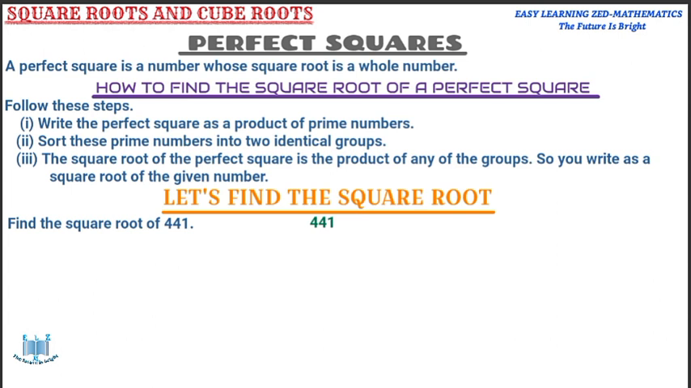Instead, we're going to try 2. 2 is a prime number; it has only 2 factors. Can 2 go into 441? No, it will leave a remainder of 1. We want a number that can go into 441 without leaving a remainder. Let's try 3. Can 3 go into 441? Yes, it can, so we are going to use 3.